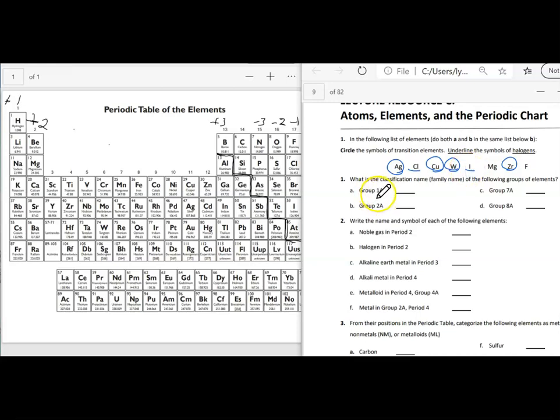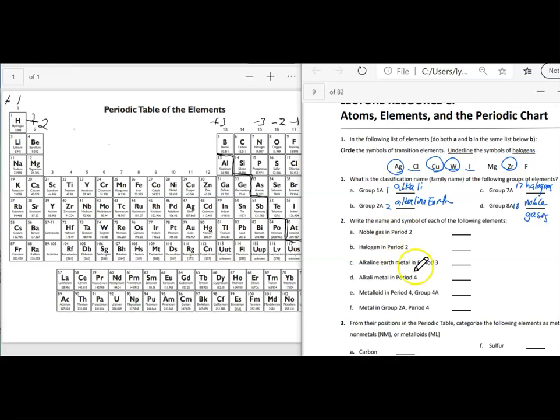Now, these are the older naming, numbering of the groups. So this would be group 1, group 2, group 17, and group 18 with the current numbering. So we know that these are the alkalis, the alkali metals. We know these are the alkaline earth. We know these are the halogens. And we know these are the noble gases.